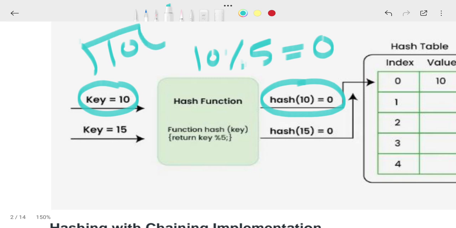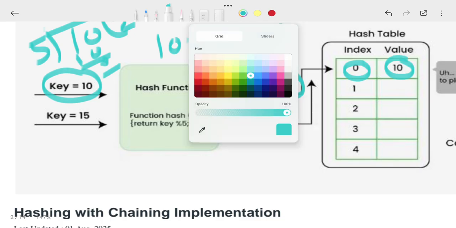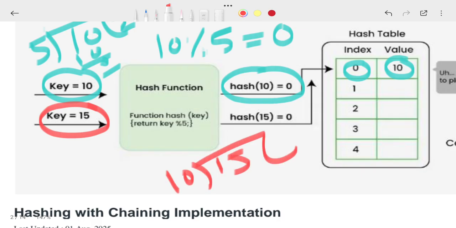10 divided by 5, 5 twos are 10, so your remainder is 0. So remainder 0 means at index 0 you will place 10. Done. Now suppose another data is coming. Another key is coming, 15. Again 15 divided by 5, 5 threes are 15, so the remainder is 0. So again at 0 it is impossible to place 15 here.